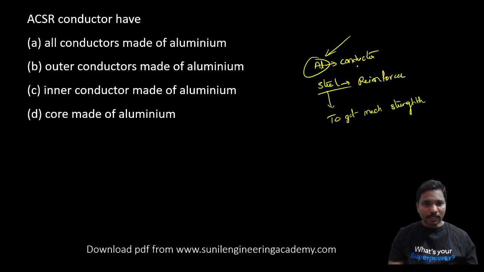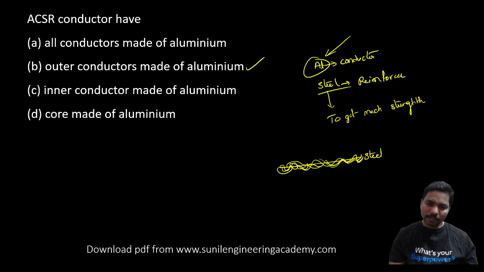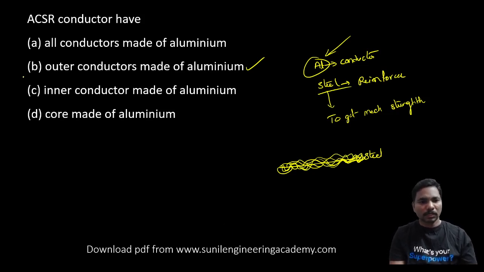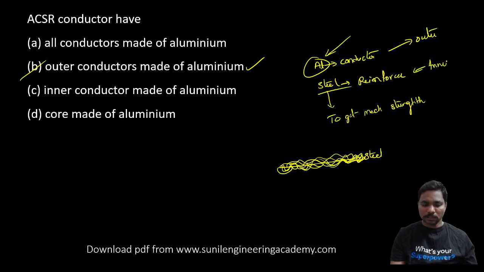So here the outer conductors are made up of aluminum. In the center we have a steel rod, around which we twist all the aluminum strands and finally form the rounded structure. So outer conductors are aluminum, and the inner conductor is steel.